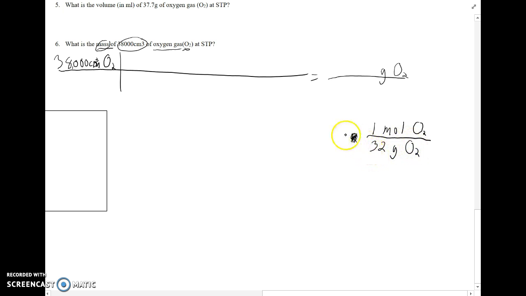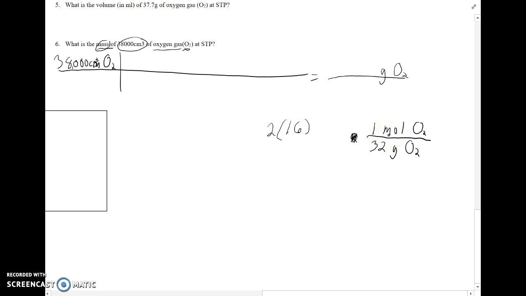Where does that 32 come from? If I look on the periodic table, I see that oxygen has an atomic mass of 15.99 or so. I'll round that to 16. And then I will multiply that by 2 because there are 2 oxygen atoms in 1 molecule of oxygen gas. So that's where 32 grams comes from. All right, so that's my second conversion factor. I'm going to need that, or conversion factor number 2.